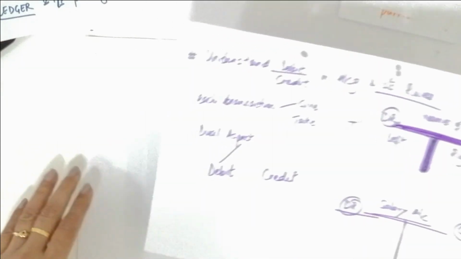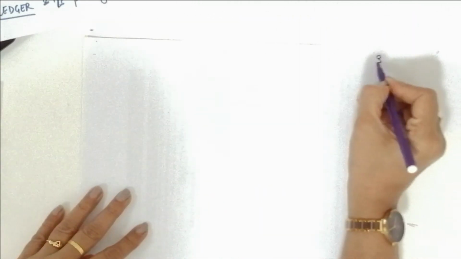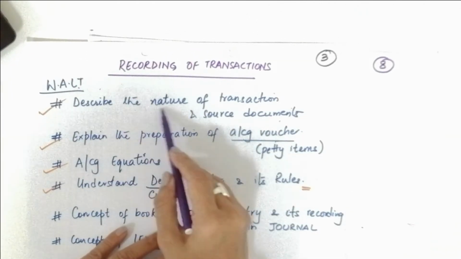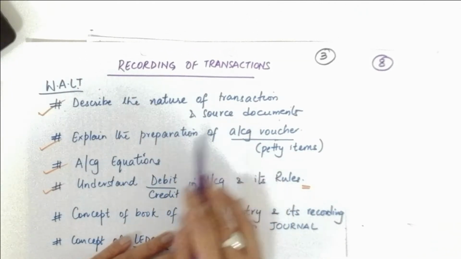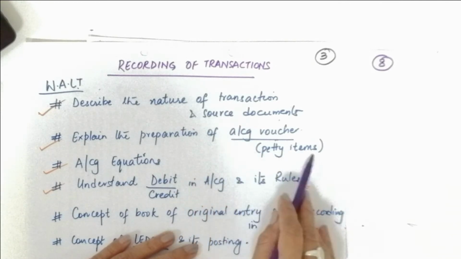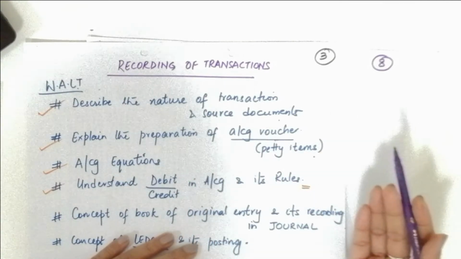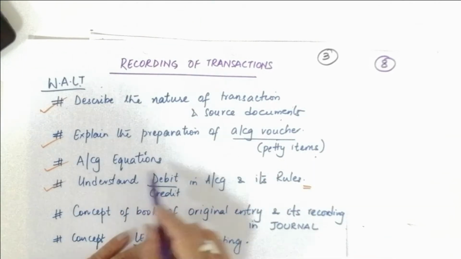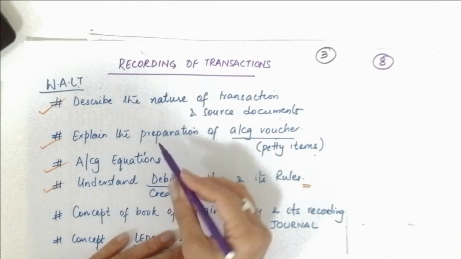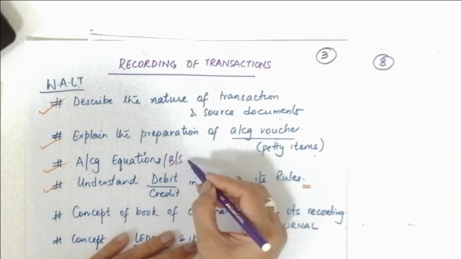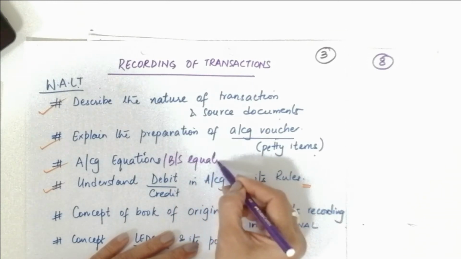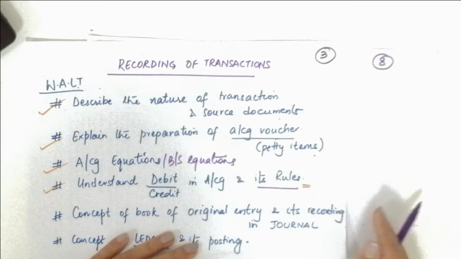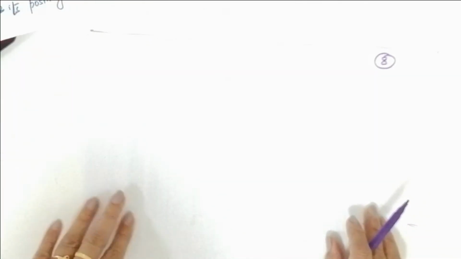Now I'm going to tell you about the rules. The last step for today. Today I'm going to take only four, as I said: describing the nature of transaction and source of document; explaining preparation of accounting vouchers, that is petty items, how do we record it, what is a proof, documentary evidence; accounting equations, which are also called balance sheet equations; and understanding debit and credit in accounting and its rules. So I'm going to tell you the rules of accounting.